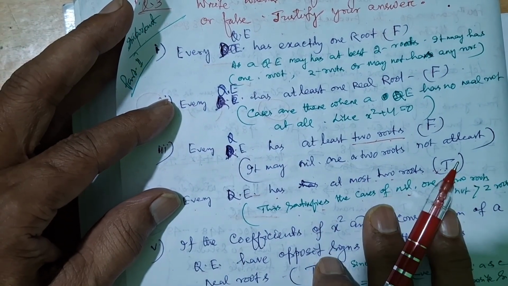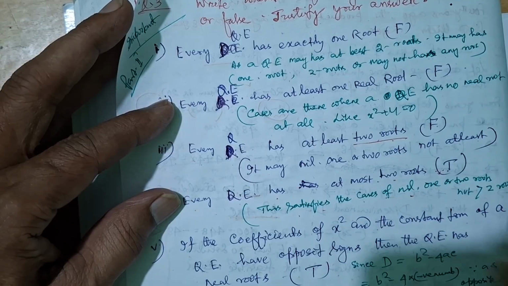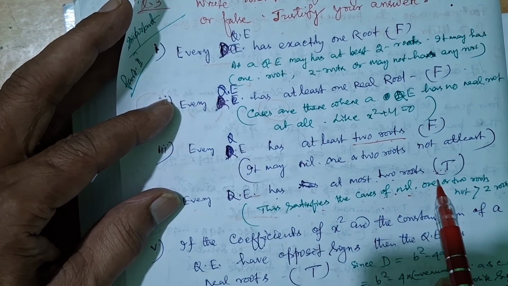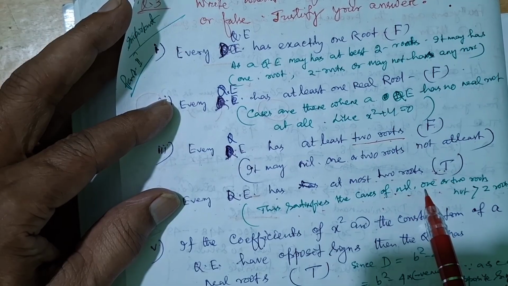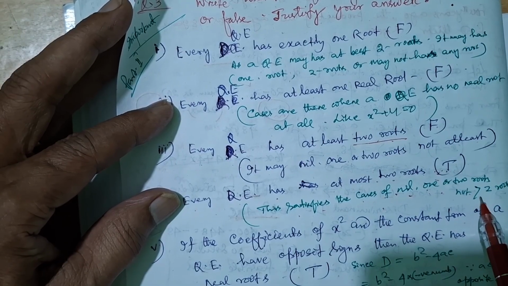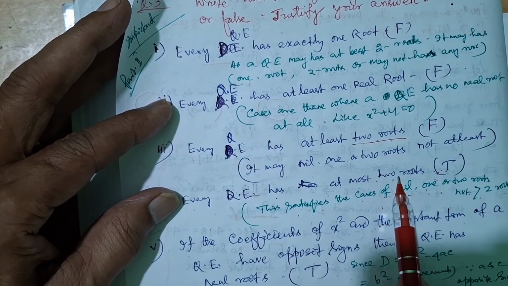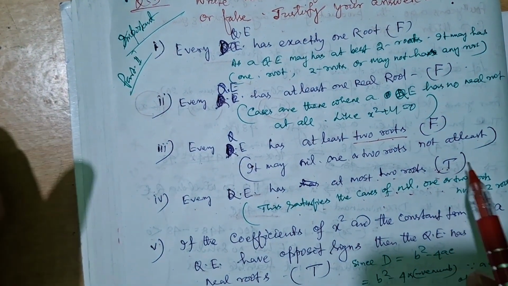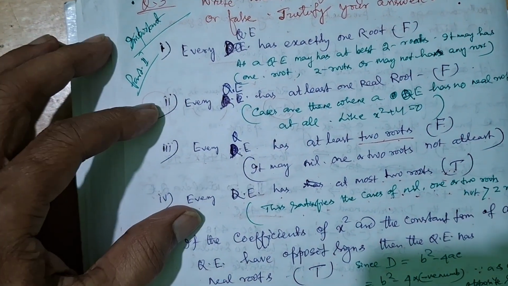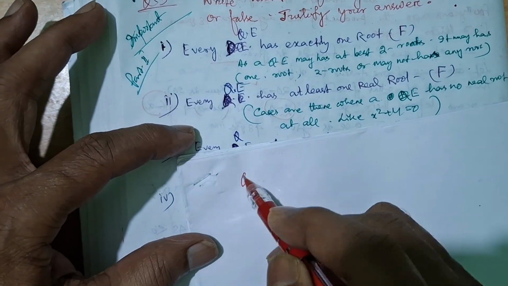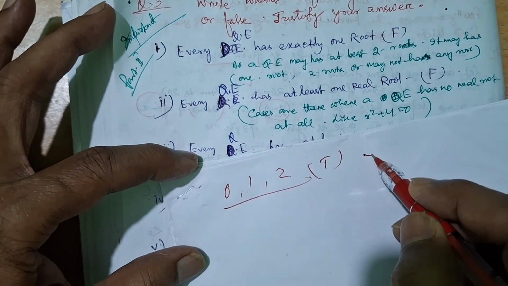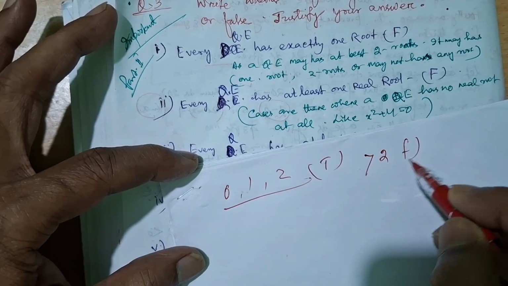It will falsify the statement only when it is in excess of 2. Nil means it is less than 2. 1 means less than 2. 2 means not less than 2, but it is at most 2. So it will be false only when it is greater than 2. But if it is 0, 1, or 2, it is true. Okay. Only when it is greater than 2, it will be false. Okay.